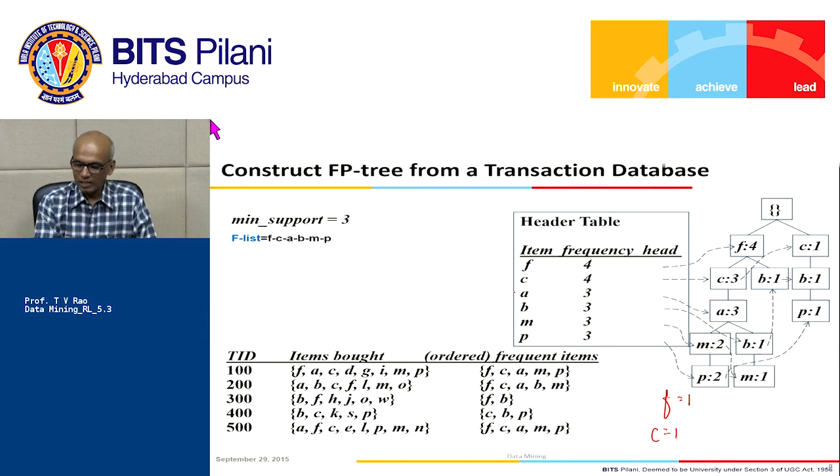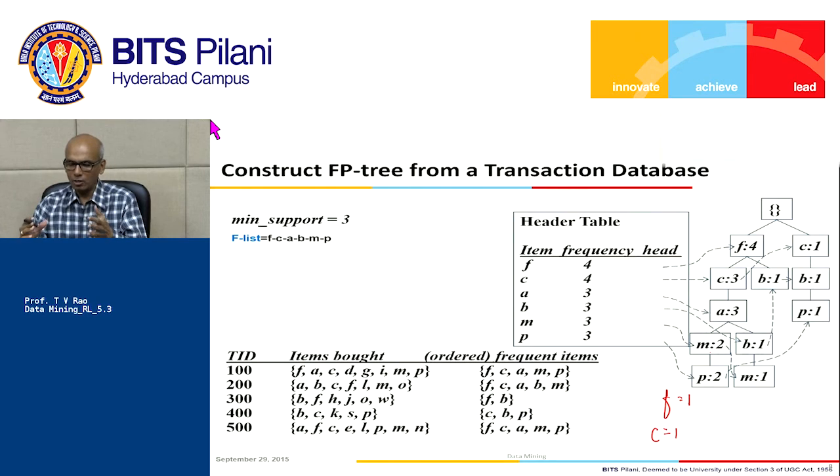And C has been dispersed. At one place it is occurring with 3 and at another with 1, because once we get this transaction CBP, we are not going to traverse the entire tree for finding out whether C exists somewhere. Since F is the first node we find, we need to start a new branch with C. We start with C, and then B, P, we are going to create another branch.